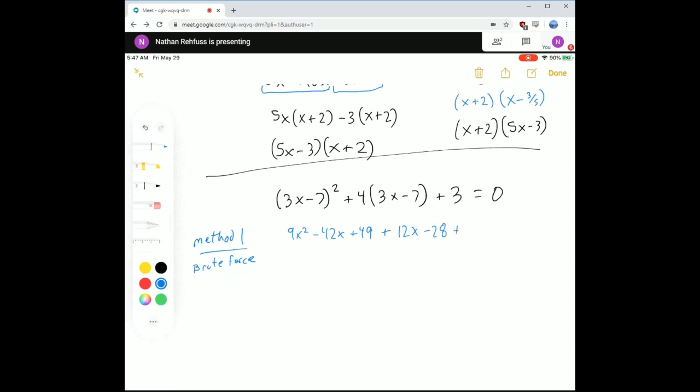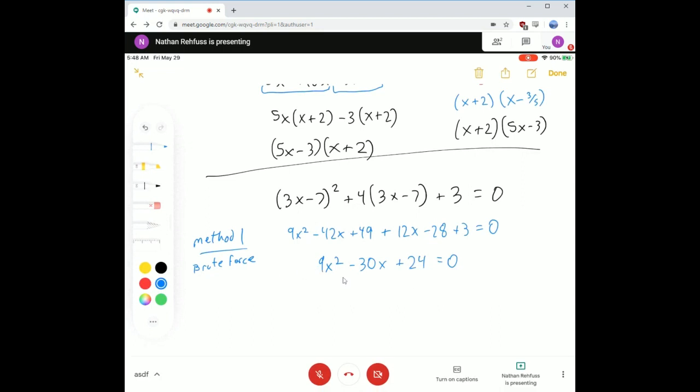Next, I gather like terms. So I have 9x squared, negative 42x and a plus 12x, so minus 30x. And then 49 minus 28 is 21, plus 3 is 24. This is a big stinker. This is a difficult slide and divide problem, or factor by grouping, whichever one you prefer. I'm looking for two numbers that multiply to 9 times 24 and add up to 30.